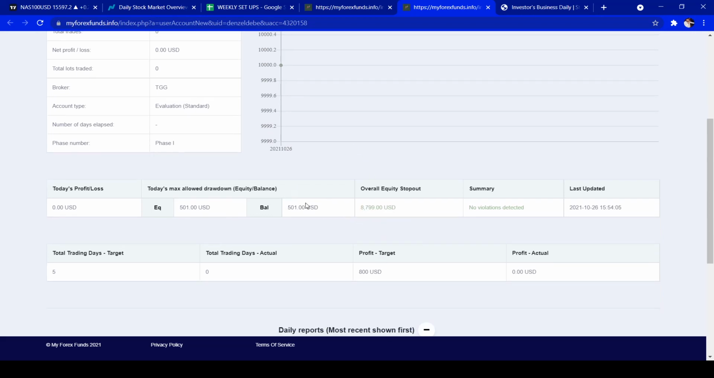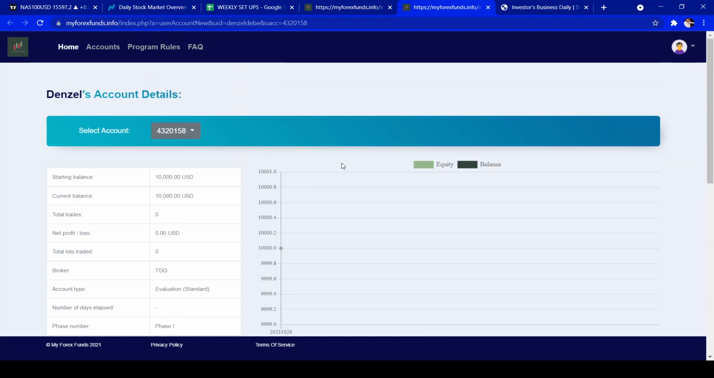And our target is 800 USD. So with everything going on right now, hopefully we can get this done within this week. If not, we'll definitely reach our targets next week. With the trading days, it's literally 5 trading days minimum. So once I reach this target here, and if it's under the 5 days, I will just have to do a 0.01 lot until I reach the 5 days, then I head over to phase 2.